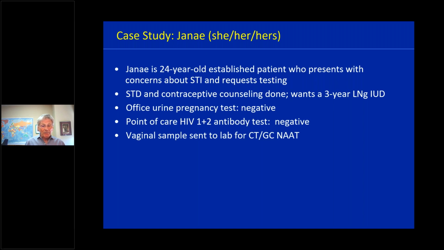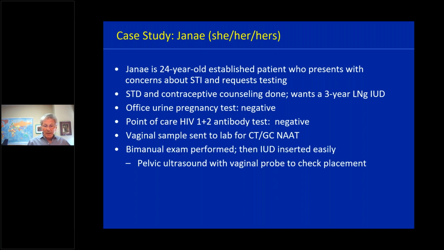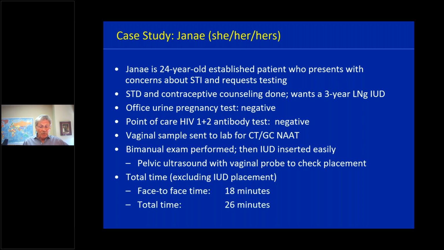So an office pregnancy test was done. That was negative. A point of care HIV 1+2 antibody test was done, like an OraSure or a quick test, which is a Family PACT benefit. That was negative. And a vaginal sample of whatever vaginal fluid there was was sent to the lab for a gonorrhea and chlamydia nucleic acid amplification test. So she had the IUD placed easily. The clinician decided to do a quick pelvic ultrasound with a vaginal probe just to check the placement.